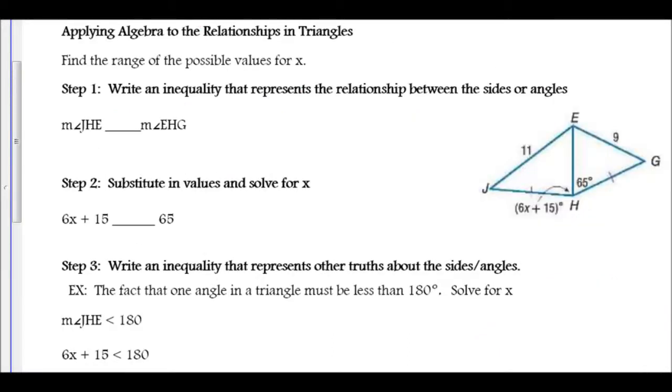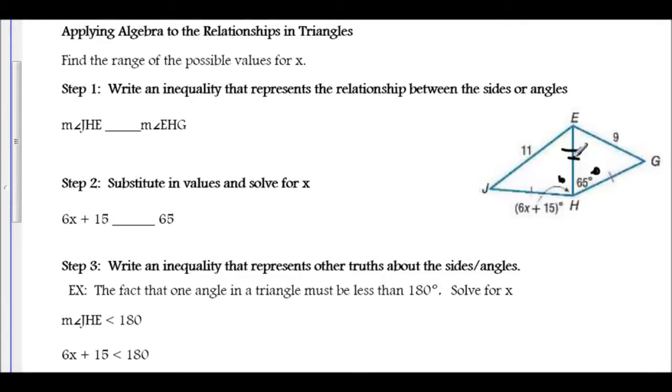All right, when we want to apply algebra to relationships in triangles, you have to think about all the relationships that exist and set up your inequality for that. So the first step is to write an inequality that represents the relationship between the sides or the angles. So the measure of JHE, well, JHE is here. Let's compare it to EHG. EHG is here. Well, we have a side and another side congruent.